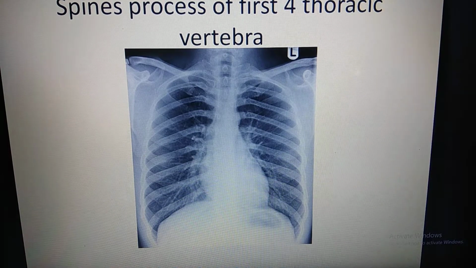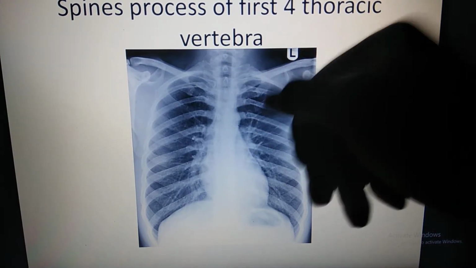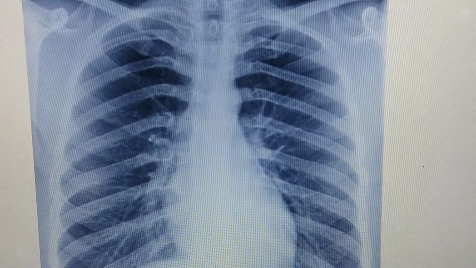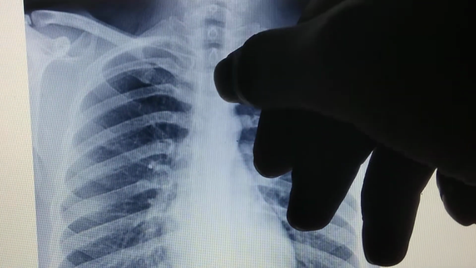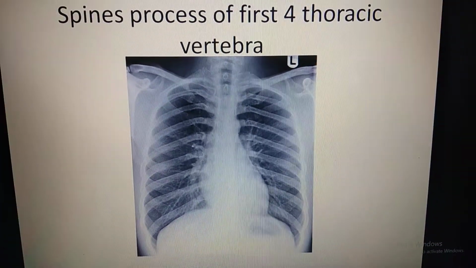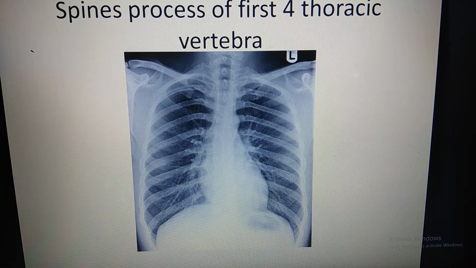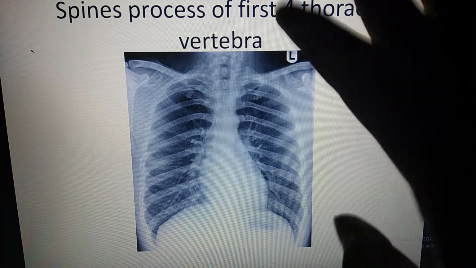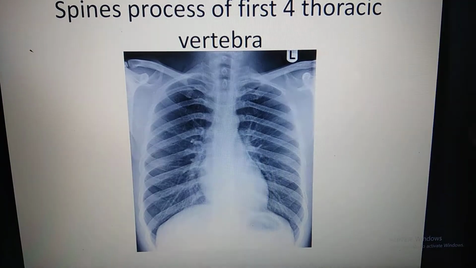Now the spinous processes of the first 4 thoracic vertebrae should be seen. See here, 1, 2, 3, and 4. This will give us an idea of how well the chest x-ray has been exposed. If it is overexposed, we will see more thoracic vertebra spinous processes, and if it is underexposed, we will see fewer than 4.